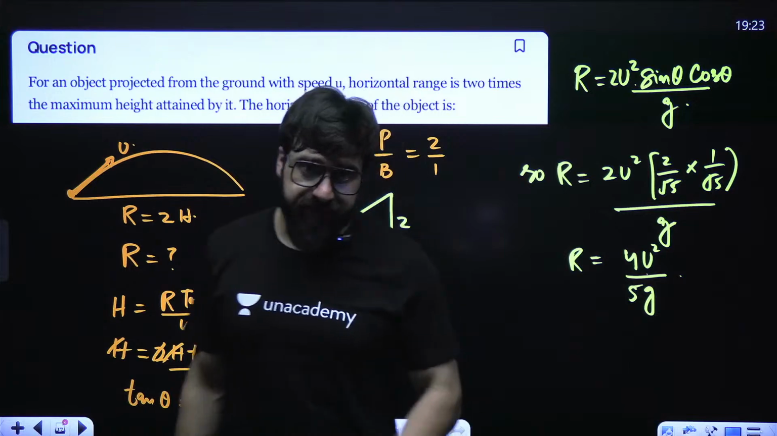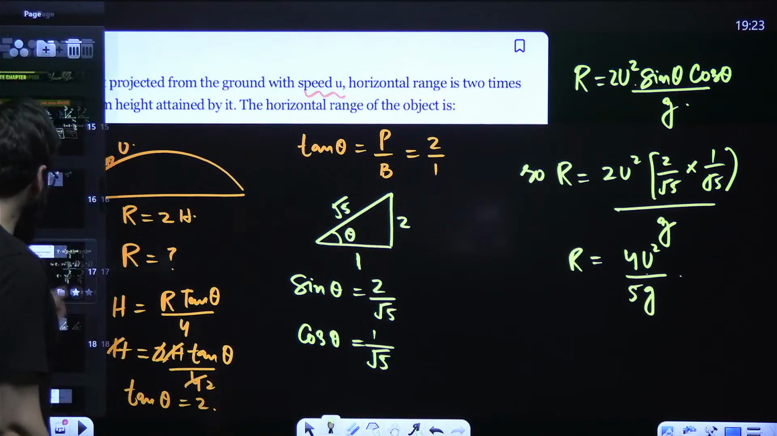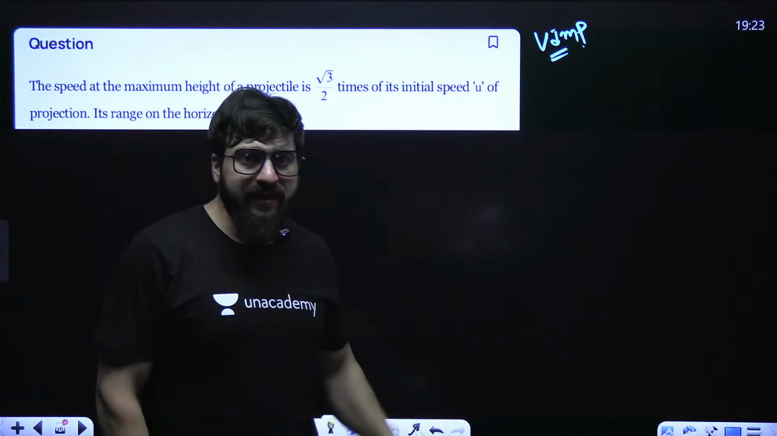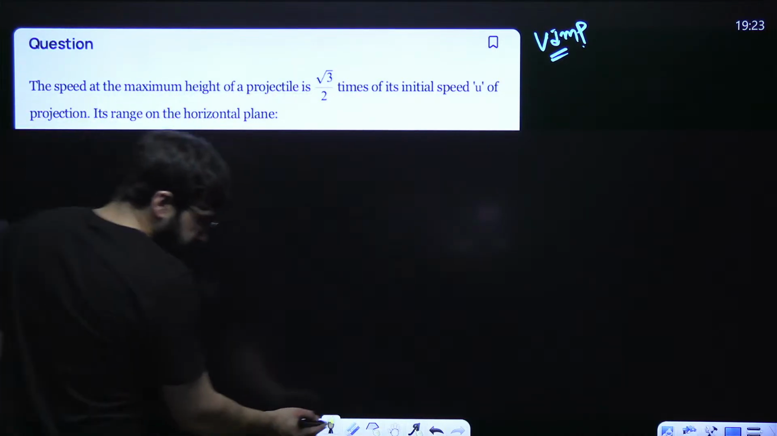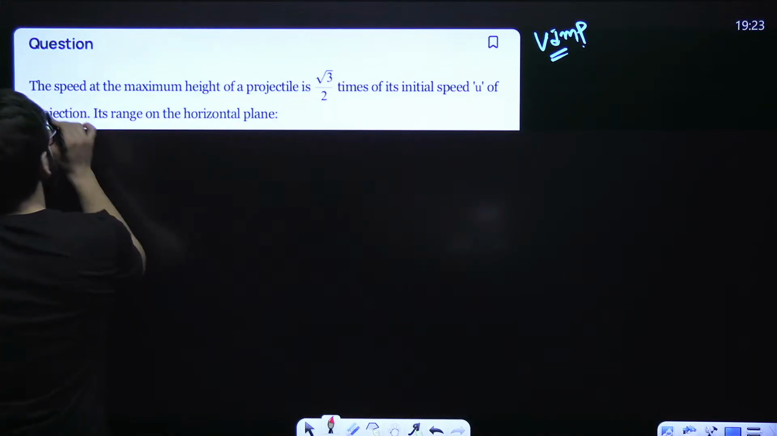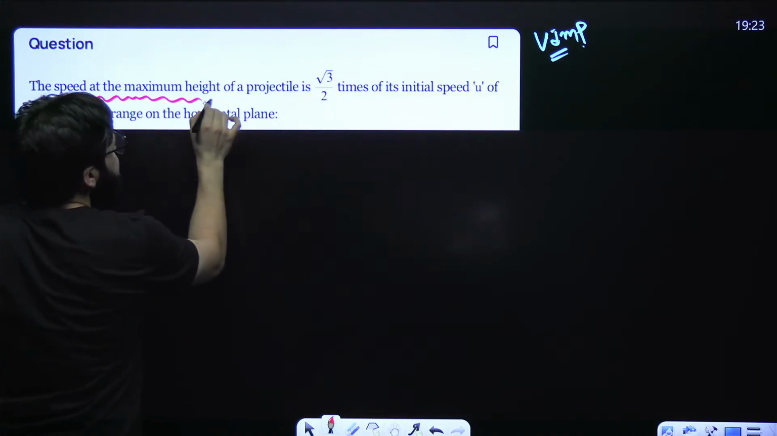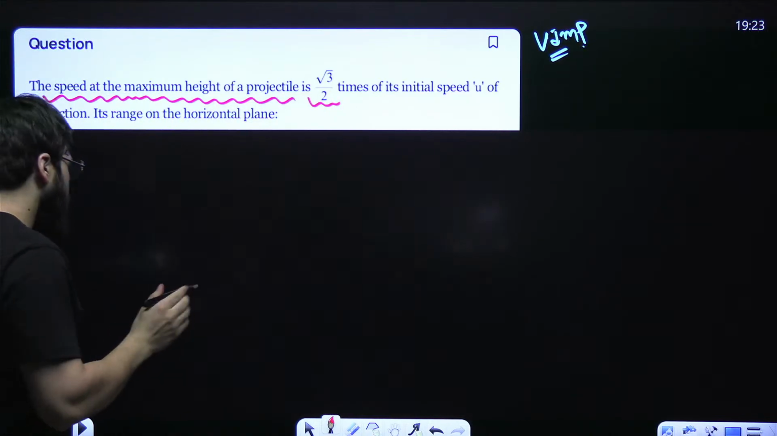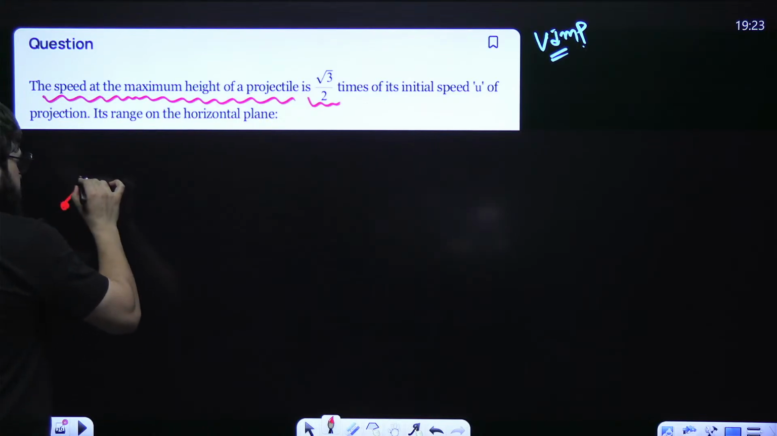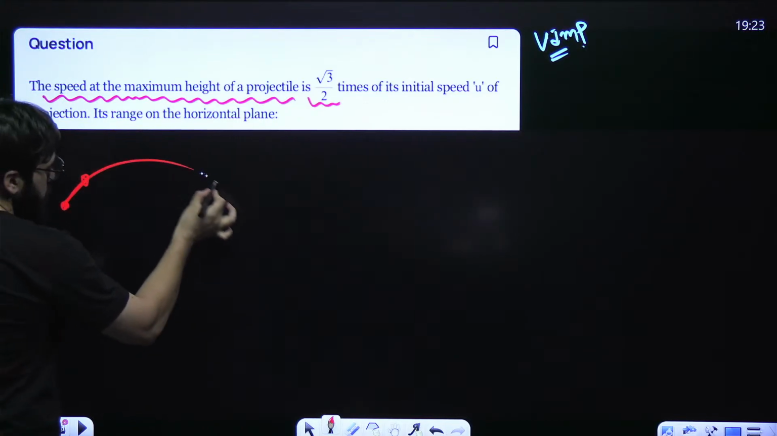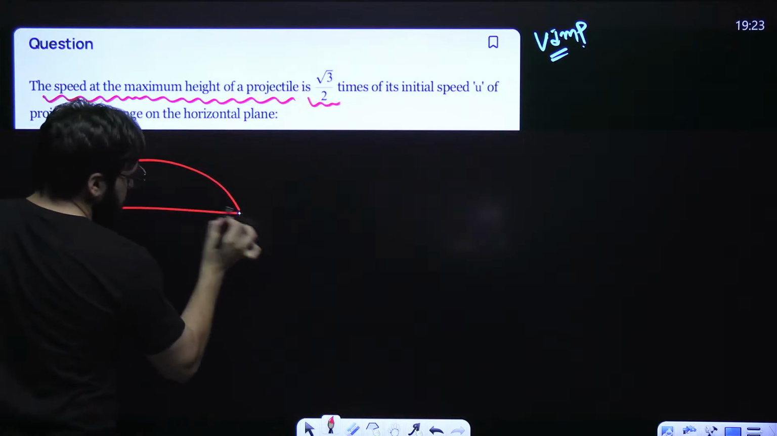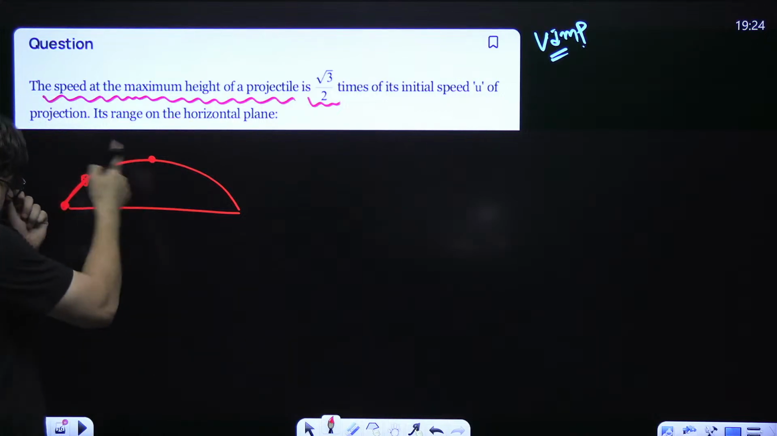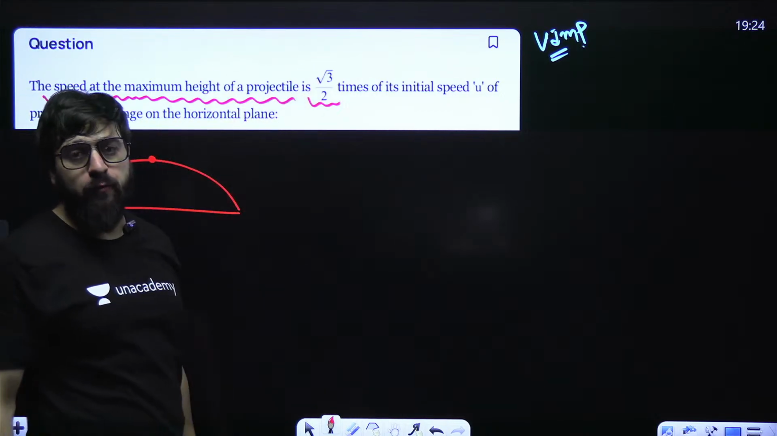Okay, now guys, take a look over here. Let's have a look at this question now. In this particular question, what does it say? It says that the speed at the maximum height of a projectile is root 3 by 2 times its initial speed. Let's suppose we have launched a projectile from this particular point. So it will follow this particular path over here.